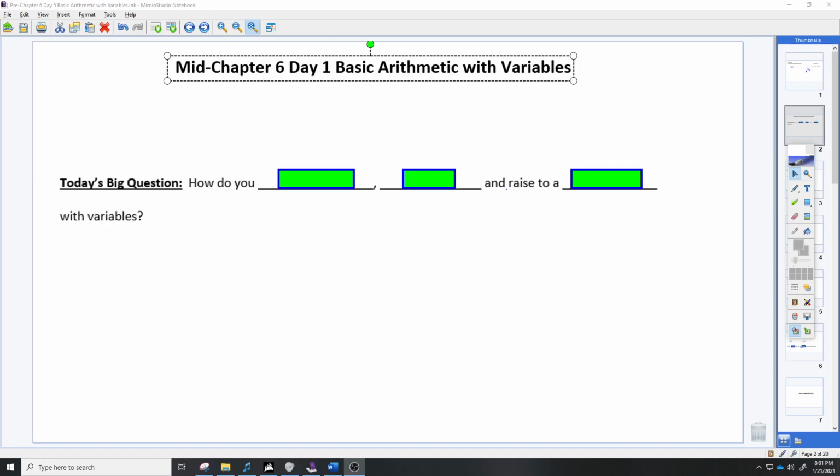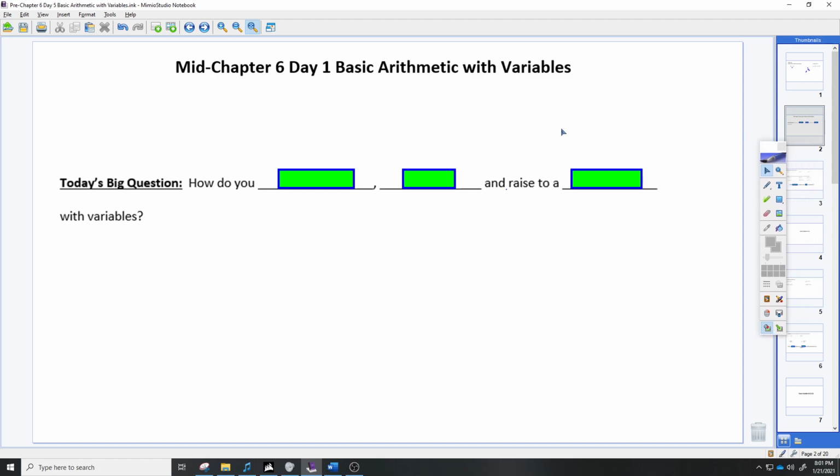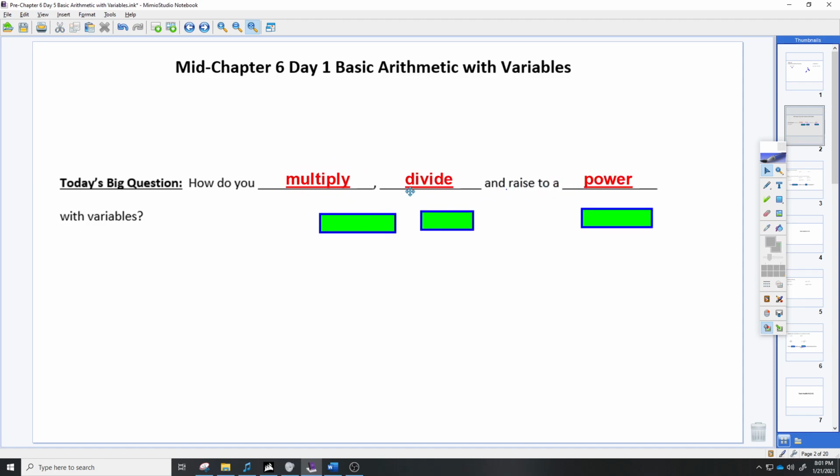So today we're going to take a quick break from the actual chapter 6 and go into some basic arithmetic with some variables. And we'll spend a little bit of time on this before we move on to chapter 6. So I call this mid-chapter 6, and this is going to be the first day. What we're going to talk about today is how do you multiply, divide, and raise a number to a power when we use variables.